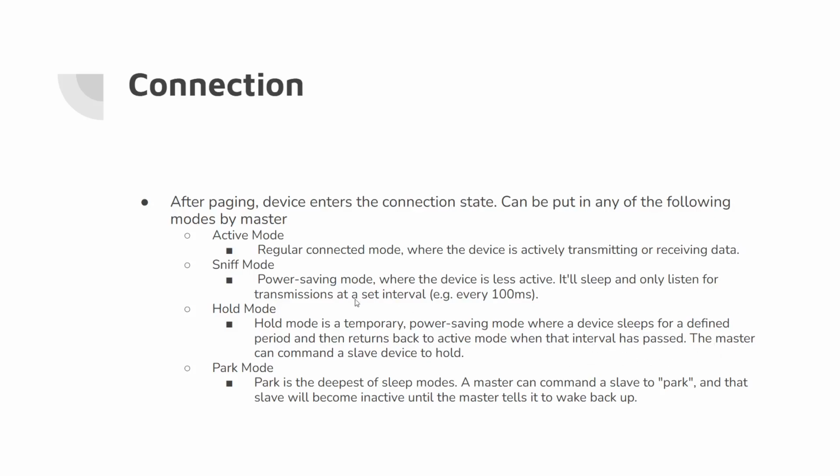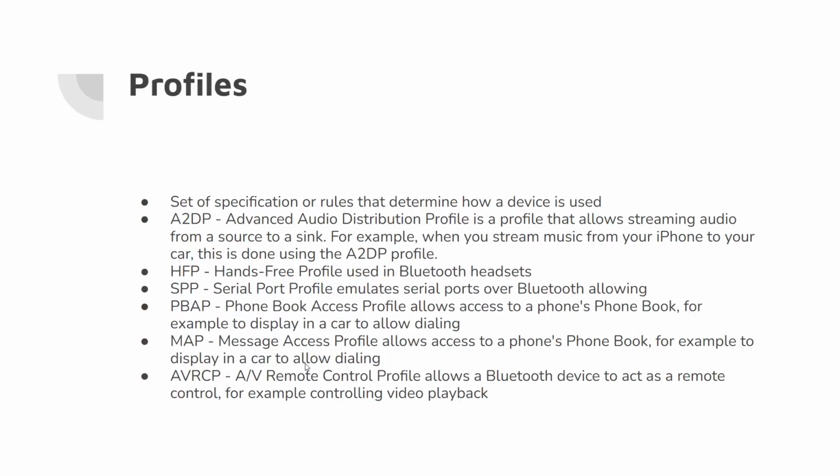Basically, the master's like, "Hey, we don't need you right now. Sleep for this amount of time, and then get back to me." And then park mode is like, "Hey, we're not going to need you for a long time. I will let you know when I need you to wake back up and do something." And with BLE, I believe you can have seven devices connected, and up to 255 devices in park mode, but only 7 active at one time. I thought that was interesting as well.